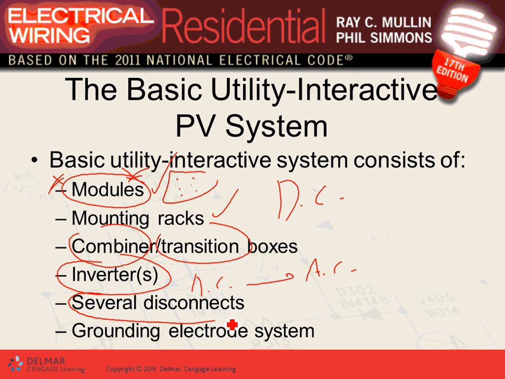Then we have to connect that system to the grid. So we have several disconnects. Disconnects are meant for safety. You need to disconnect on the DC level. You need to disconnect on the AC level. So a bunch of disconnects. And with that comes a grounding electrode system. You have to pull in a grounding electrode system with it, like the power system. So these are the major components. Any comments, guys? Any questions? So the main things are modules mounted on racks, with a combiner collecting that energy, dumping it into an inverter that converts it into AC. You're going to see a couple of pictures in a second.